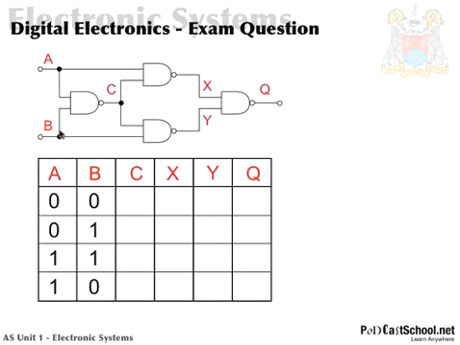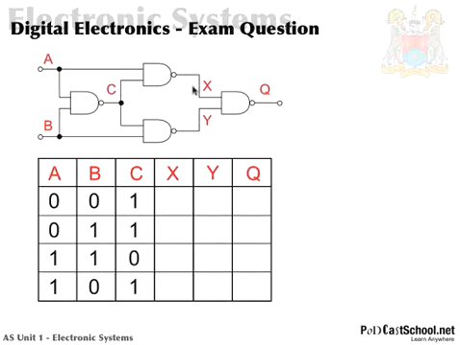So let's look. C is the output simply of a NAND, so we can fill that in straight away. Notice the only time the output at C is not a 1 is when the input is a 1 and a 1, opposite to an AND.